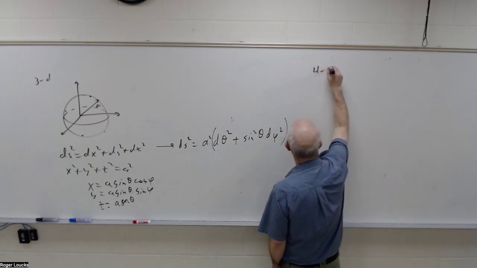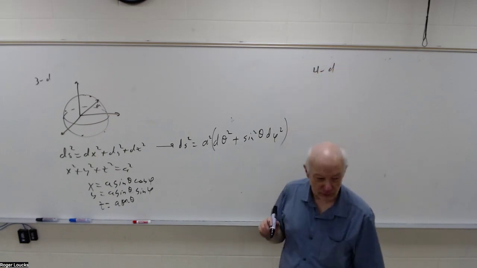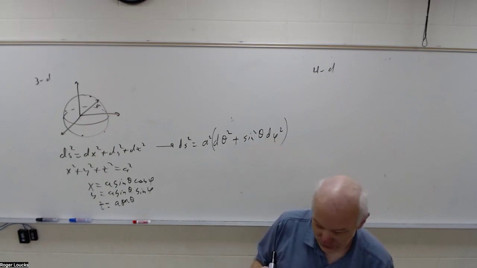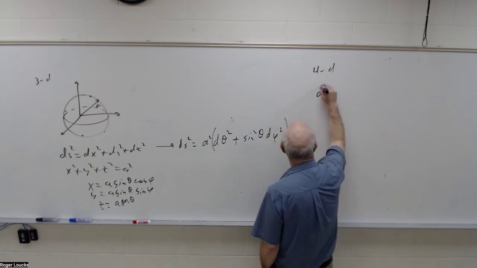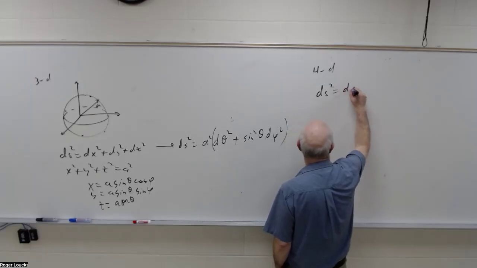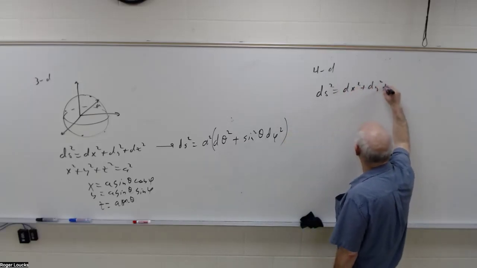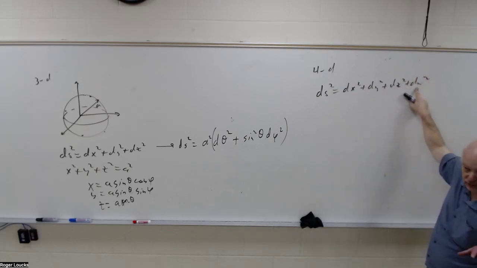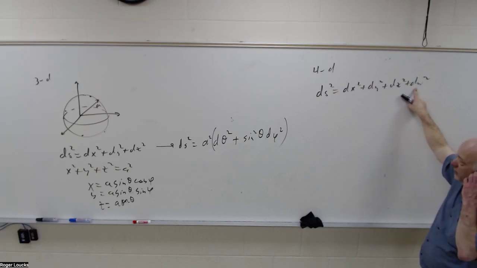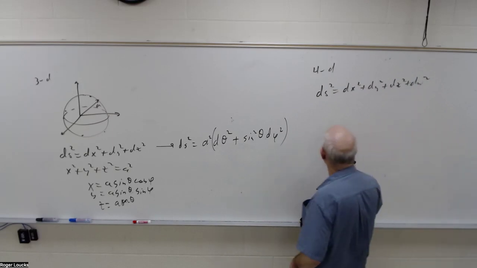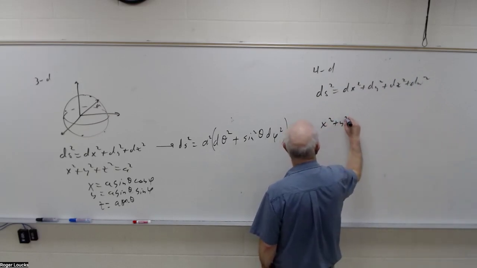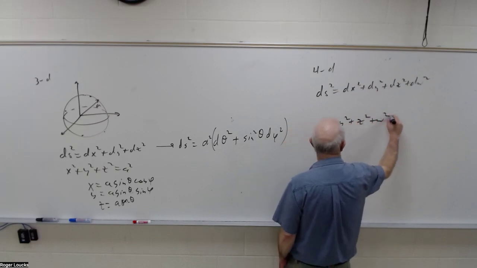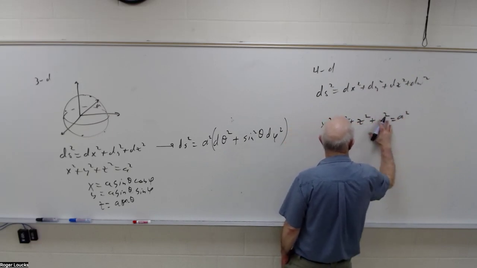If we go to the 4D case, I'm not going to draw the 4D sphere. I'll leave that as an exercise for you to do. But what are we going to do? We have ds squared equals dx squared plus dy squared plus dz squared plus dw squared. This is not time; again, we're only looking at the spatial piece. So what would the sphere be? Well, the sphere would be x squared plus y squared plus z squared plus w squared equals a squared.